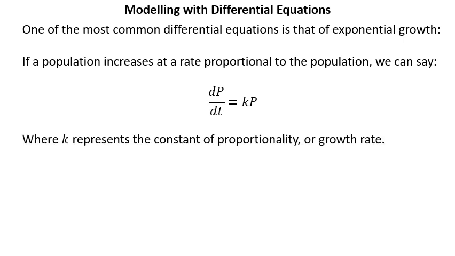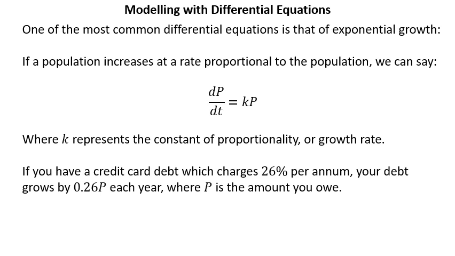So k is the constant of proportionality. When we say two things are proportional, we'll have a constant in there, and it represents the growth rate or the proportional increase. If it's a 6% increase, then we'll have 6%. If we have a 26% increase, something like a credit card debt might grow at 26% per year, then each year, however much you owe, increases by 26% of what you owe. You borrow 1,000, you forget about it for a year. At the end of the year, you now owe 1,260.